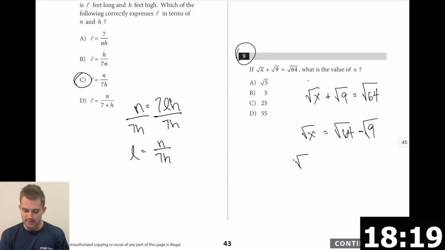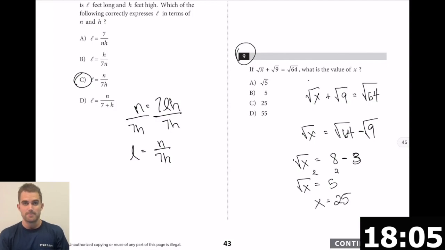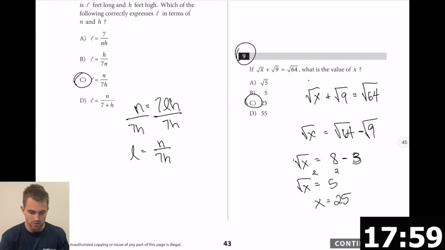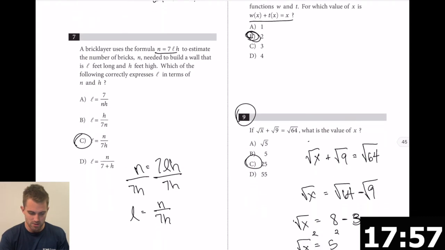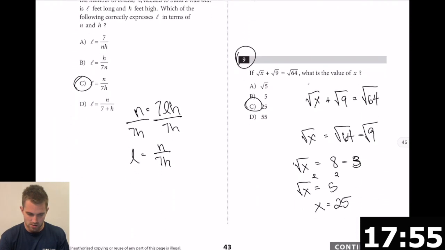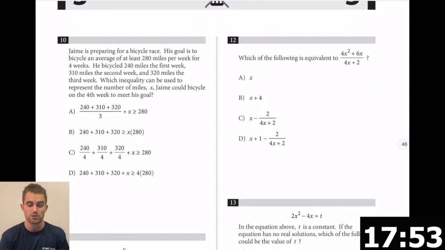We'll say root x then is equal to 8, minus 3. So we get root x is equal to 5. We're going to square both sides, so x then is equal to 25. Okay, so guys, hopefully that makes sense. The answer choice then for number 9 is C. Okay, so again, we're good there, I think. Number 9, yep. Okay, so we've answered all those questions.